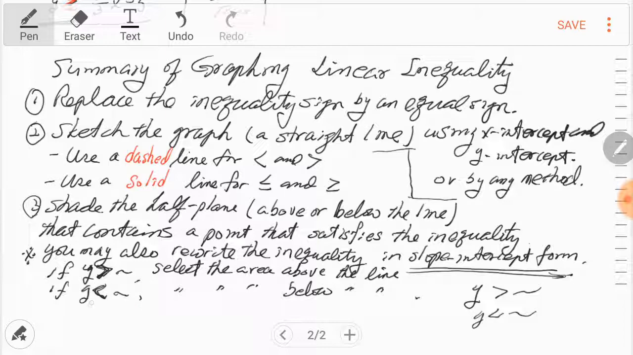Make sure you don't have something like y equals 2y is greater than something. This is not right. You must have y is greater than or y is less than.